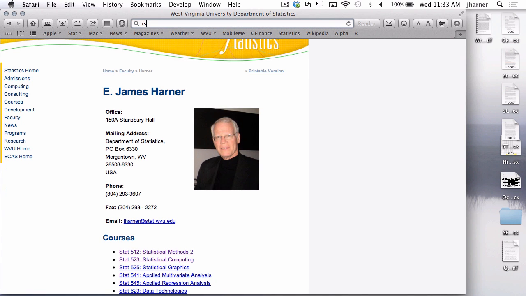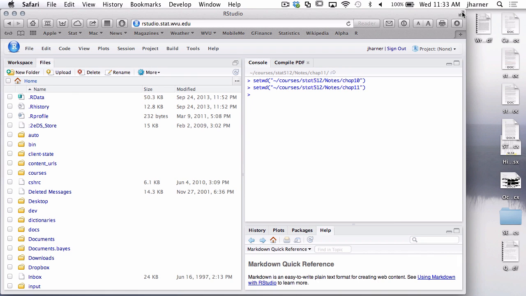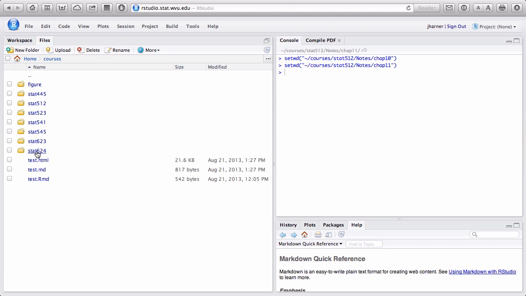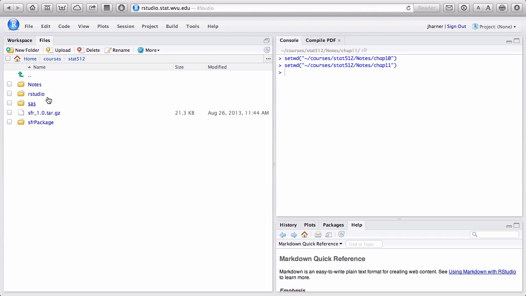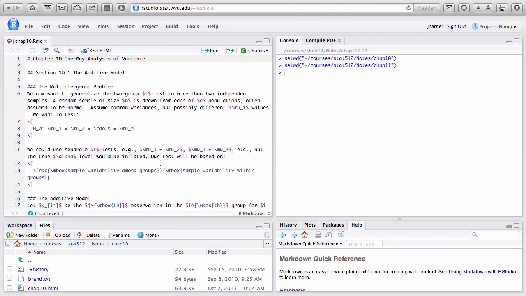Now I'm going to go into RStudio. Now go up to full screen. And so we'll go to Stat 512, and in particular we'll look initially at Chapter 10. And open the .rmd file, and I'm going to create a PDF from it.